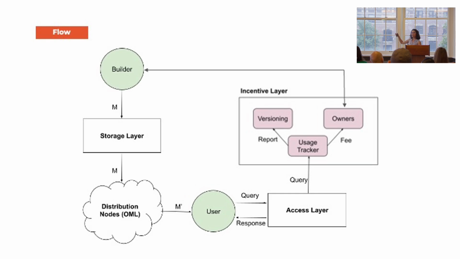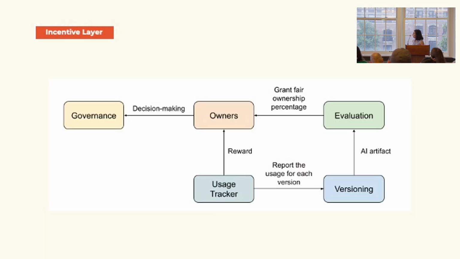So this brings everything together. The builder is providing some AI artifact, and it's directly getting connected to the user, to the demand. And the fee is directly going to the owners of the AI artifacts. I want to actually zoom in here into this incentive layer and talk a little bit more about it.